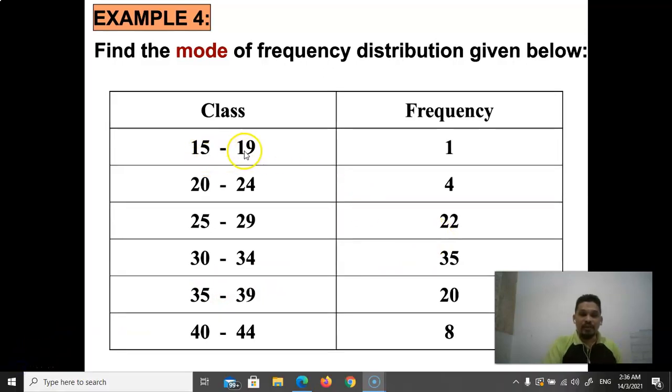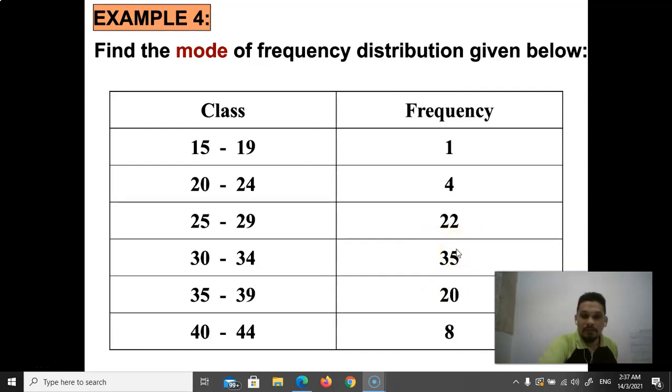Look at the range of data here, 15 to 19. We count it like this. A class of 15 to 19: 15, 16, 17, 18, and 19. So the size is 5. And from this table, we see the data in the class of 30 to 34 with the highest frequency, which is 35.